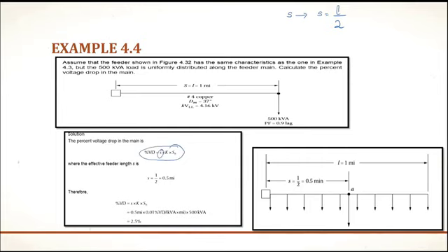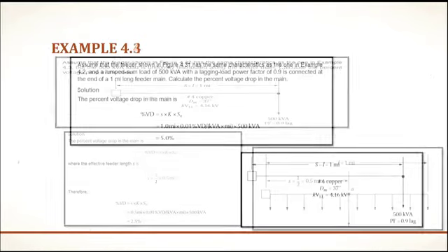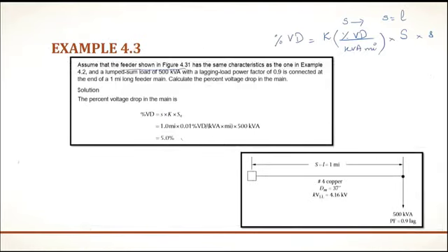So now instead of using 1 mile directly, we will be using 0.5 miles. Rest you can see the load is still 500 kVA. The value of K is 0.01%, which is the same. The only difference is over here. So now the percent voltage drop is 2.5%. However, in the previous case, the percent voltage drop was 5%.